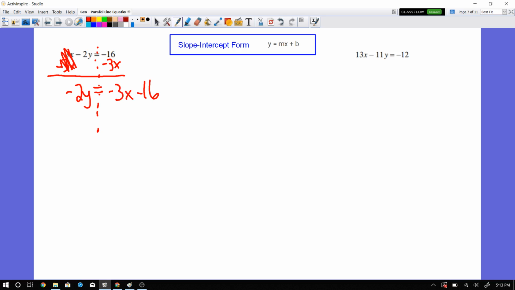So the whole point is to get y by itself. Right now we have negative 2y's. So to get rid of it or turn it into 1, you have to divide both sides by negative 2. Negative 2 divided by negative 2 is 1y.